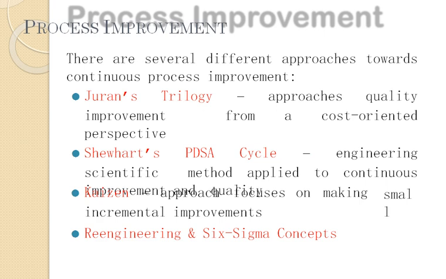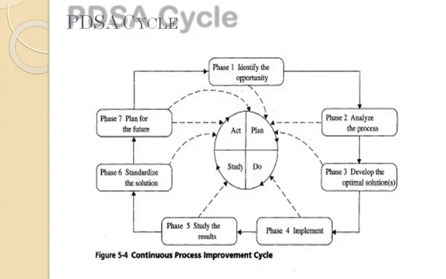So what is the process improvement we can expect? By using Juran's trilogy, we can improve the process: shared PDSA cycle, Kaizen method, reengineering, and Six Sigma. What is Juran trilogy? It is an approach to quality improvement from a cost-oriented perspective. Shared PDSA cycle is the engineering scientific method applied to continuous improvement, making small incremental improvements. Reengineering and Six Sigma concepts.